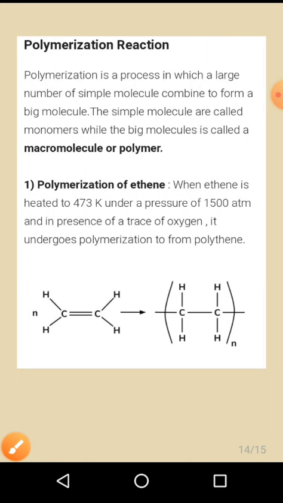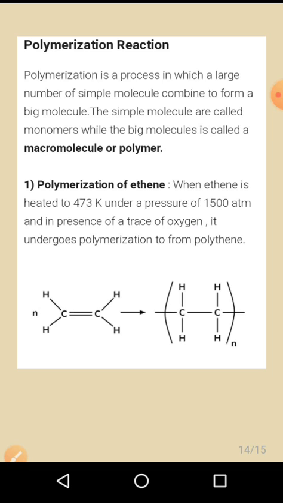Next one is polymerization. Polymerization is a process in which a large number of simple molecules combine to form a big molecule. So here a large number of repeated units will combine to form a bigger molecule. Those repeated units are nothing but monomers. So that process is called polymerization.